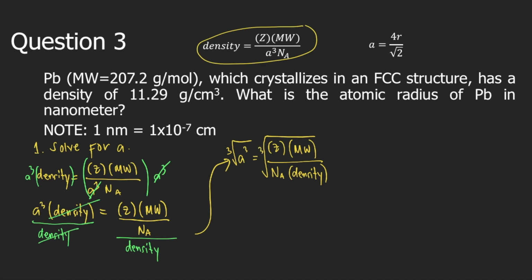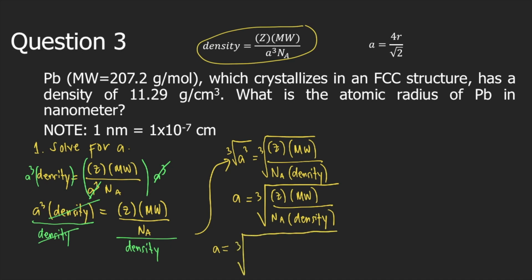So cube root of a cube is a. So a is equal to the cube root of z times mw divided by Na times density. Now we can solve for a. A is equal to cube root of z. For FCC, z is equal to 4 times the molecular weight. We are given 207.2 grams per mole.